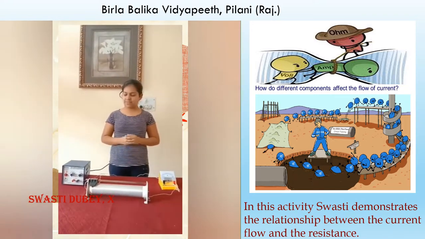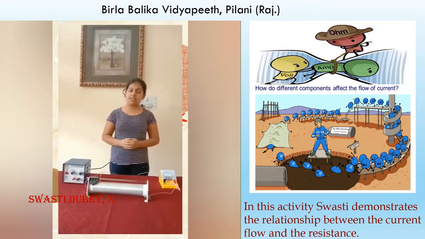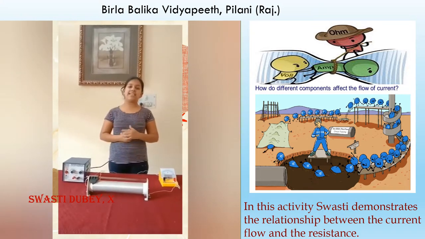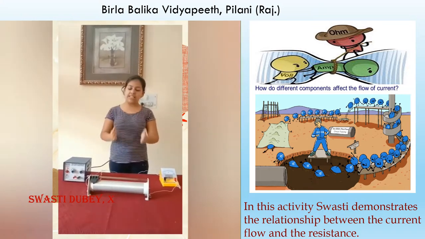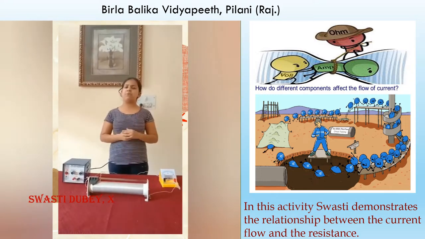This is an electric circuit. This is a battery that provides us with voltage. This is an ammeter. An ammeter is an instrument that is used to measure current flowing through a circuit in its SI unit, ampere. This is a rheostat. A rheostat is generally referred to as variable resistance.